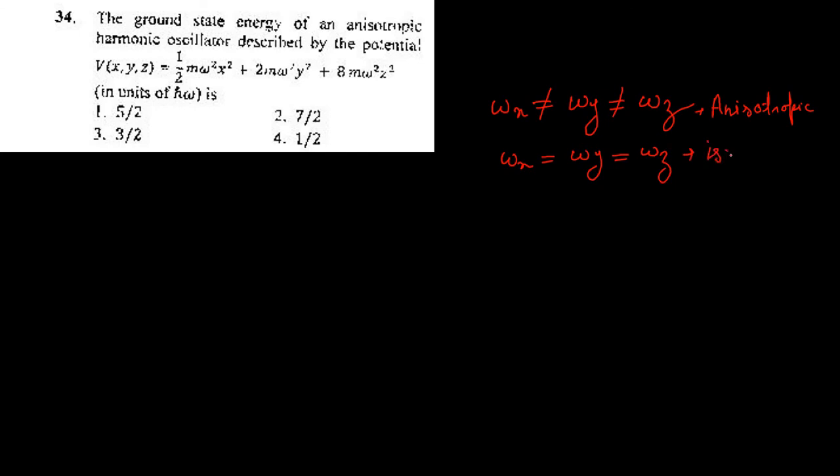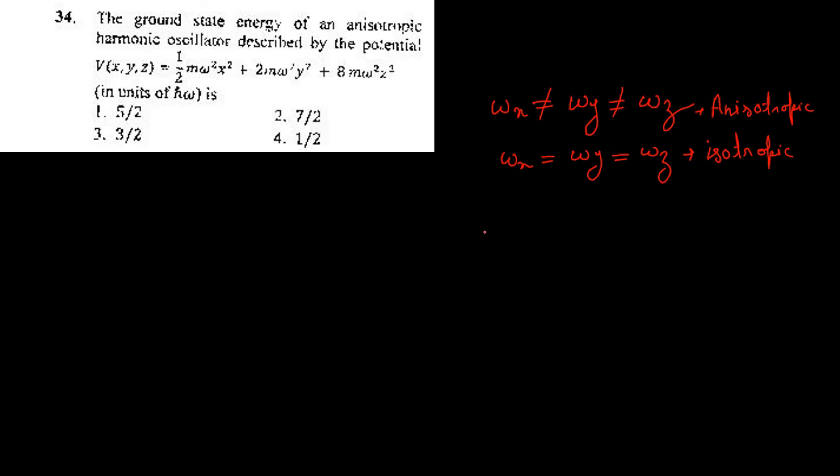So the first question is, find the ground state energy of an anisotropic harmonic oscillator. Anisotropic means that omega x is not equal to omega y is not equal to omega z. Omega is the frequency. So if these three frequencies are not equal, then it is anisotropic. And for isotropic, omega x is equal to omega y is equal to omega z.